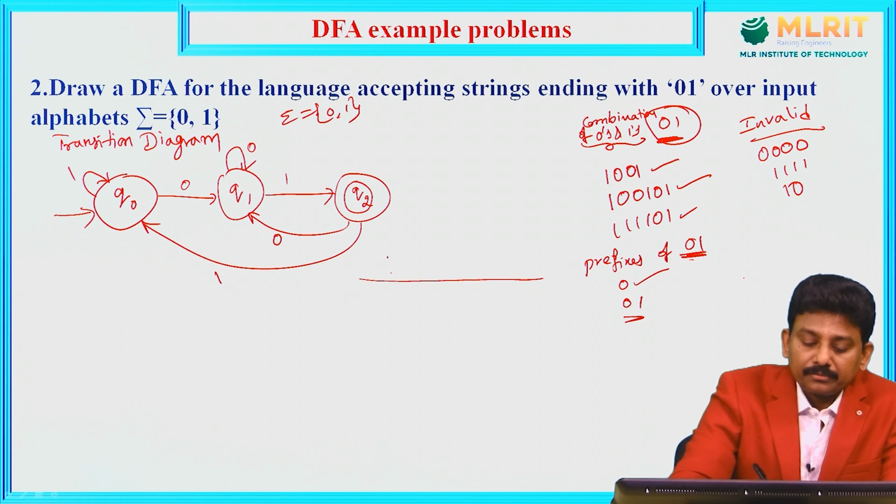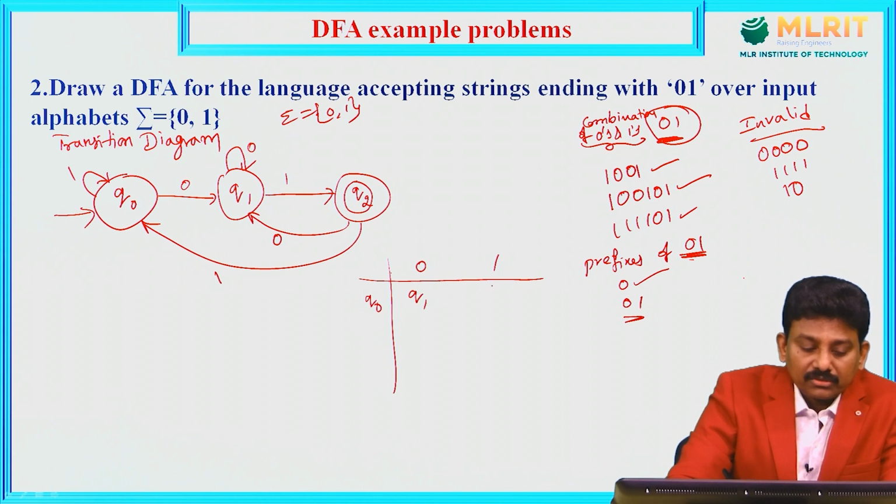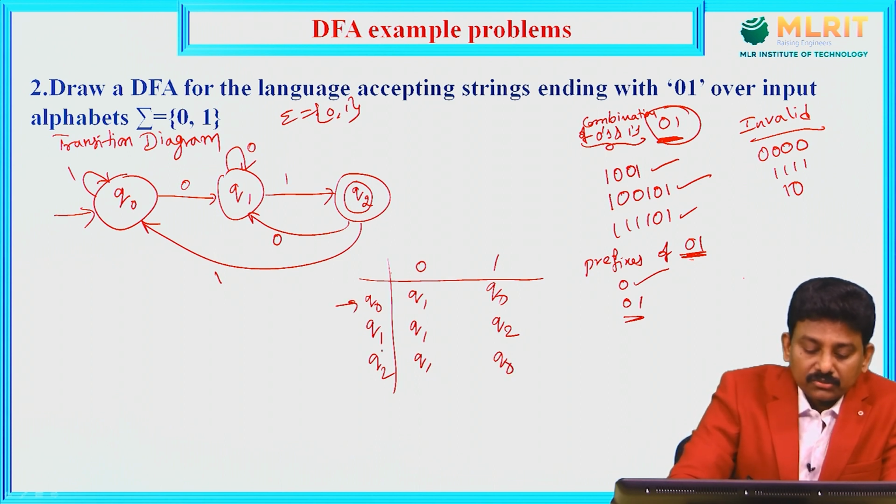Transition table. Q0 is the initial state, inputs are 0 and 1. Q0 on 0 goes to Q1, Q0 on 1 goes to Q0, Q1 on 0 goes to Q1, Q1 on 1 goes to Q2, Q2 on 0 goes to Q1, Q2 on 1 goes to Q0. Q0 is the initial state, Q2 is the final state.